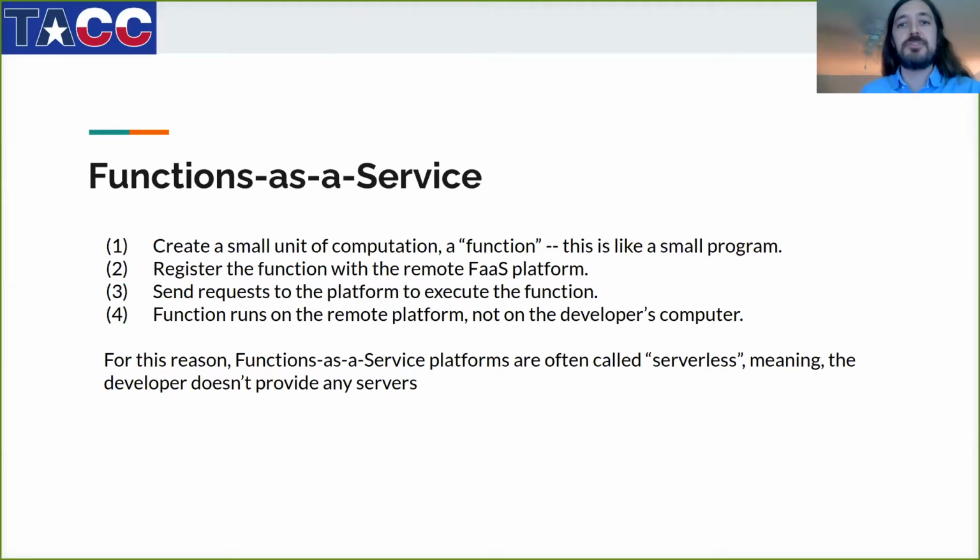I think there was a nice presentation in the first talk about using AWS Lambda as functions as a service, and probably lots of people are familiar with the concept, but I wanted to give a quick overview for those who may not be. With functions as a service, you create a small unit of computation called a function. You can think of this as a little program, and you register it with the FaaS platform. Then once it's registered, you can send requests to the platform, instructing it to execute that function with certain inputs.